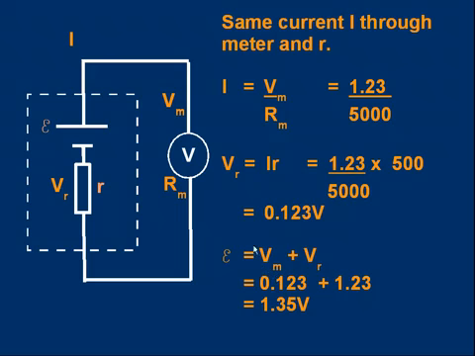To get the EMF, we simply note that the EMF is the sum of the voltages in the circuit, Kirchhoff's second law. It's the voltage across the meter plus the voltage across the internal resistance. 0.123 plus 1.23 is 1.35 volts. We've just added the lost volts value back onto the voltage for the terminal PD.